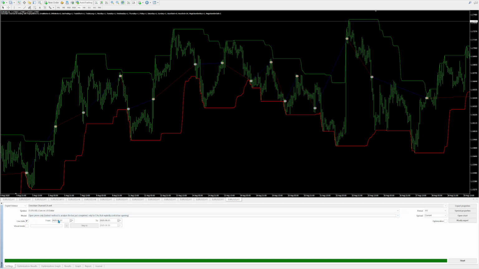Okay, so use date. So we'll just do the past year here. The periods, this is the time frame. 1 hour chart, I prefer the 1 hour charts and above, higher chart time frame, simply because they contain more price data, and therefore I find they tend to be much more reliable. Spread, we can use the current market spread. Just bear in mind, if you are testing on the weekend, the spread may be higher than usual, so you might want to enter something perhaps more realistic there.